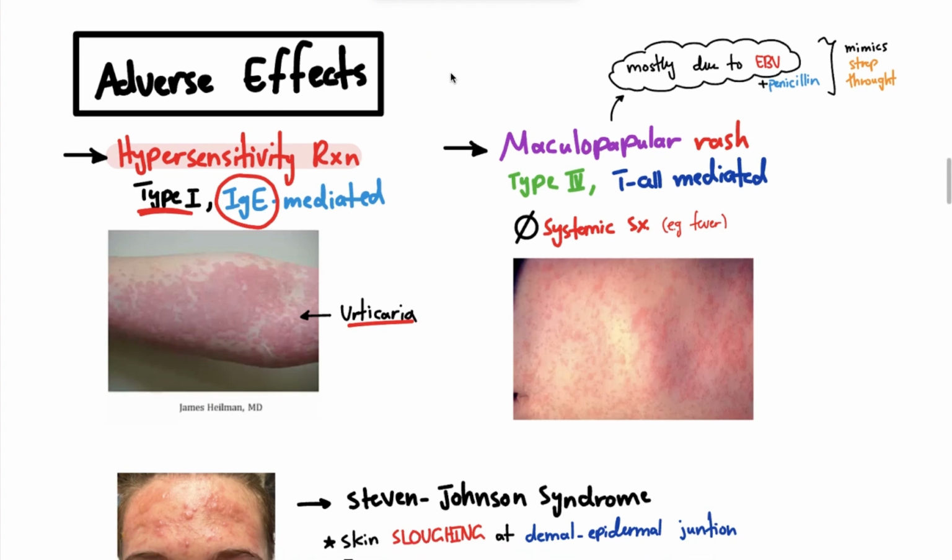The first one we'll talk about is a hypersensitivity reaction, which is a type 1 hypersensitivity reaction that is IgE mediated. Because it's IgE mediated, this is an acute reaction. The patient would typically present with hives, as seen on the screen here. The second important complication we're going to talk about is maculopapular rash. This is a bit more chronic. It takes days.